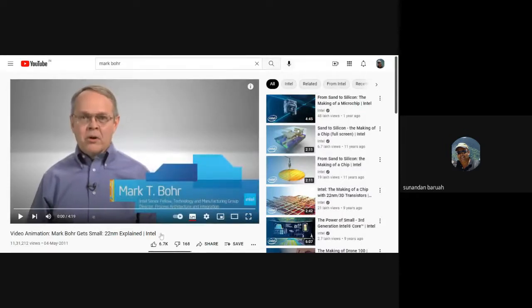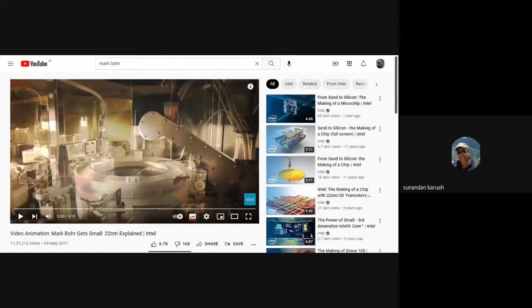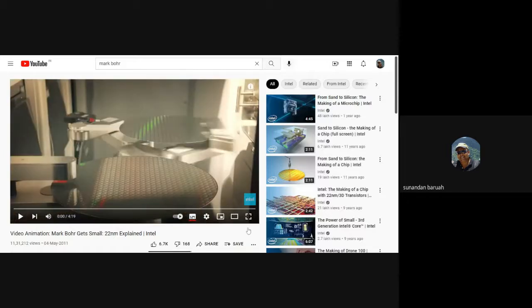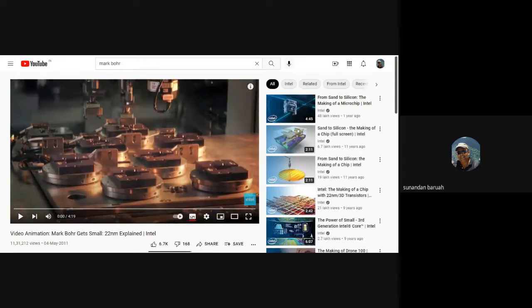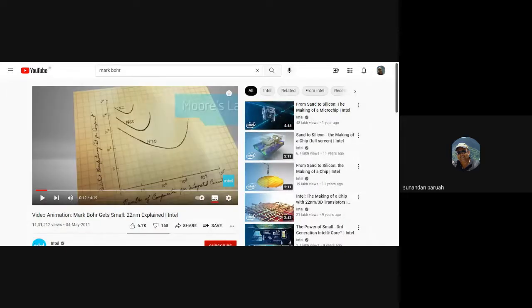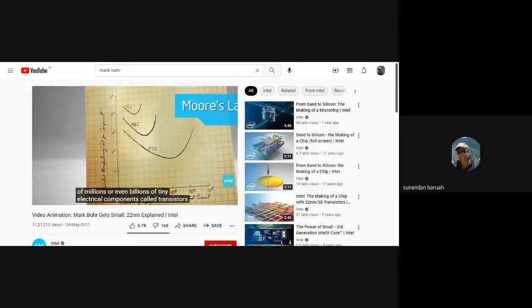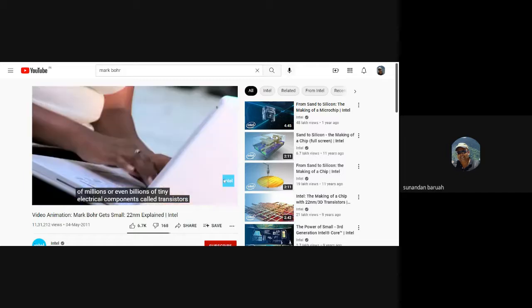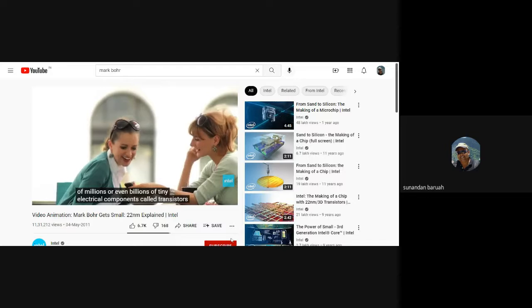Hello, I'm Mark Bohr, a senior fellow here at Intel. Most people know Intel as a manufacturer of microprocessor chips. What they may not know is that each and every modern microprocessor is made up of millions or even billions of tiny electrical components called transistors. Over time, transistors have been getting smaller and smaller in accordance with Moore's law. Because of this, computing and communication devices continue to get smarter, faster, and more efficient.